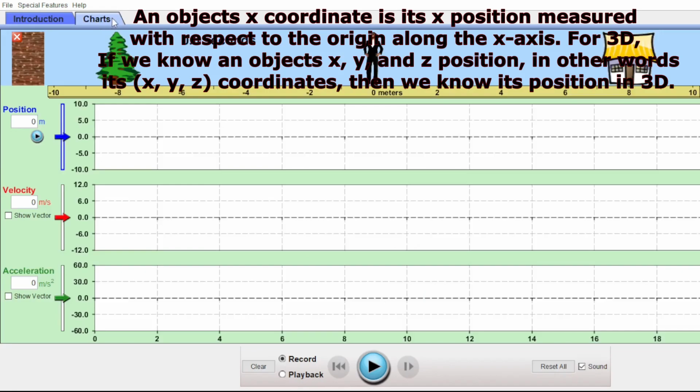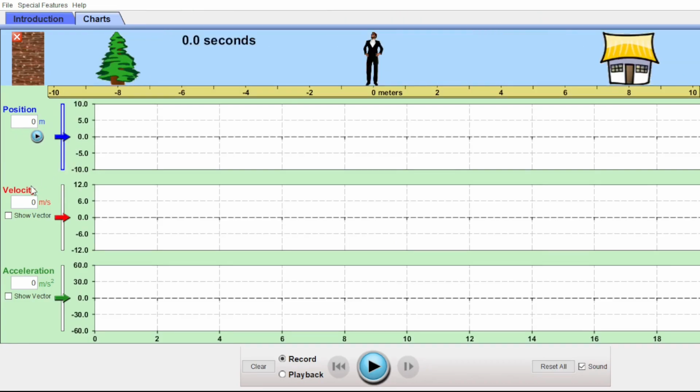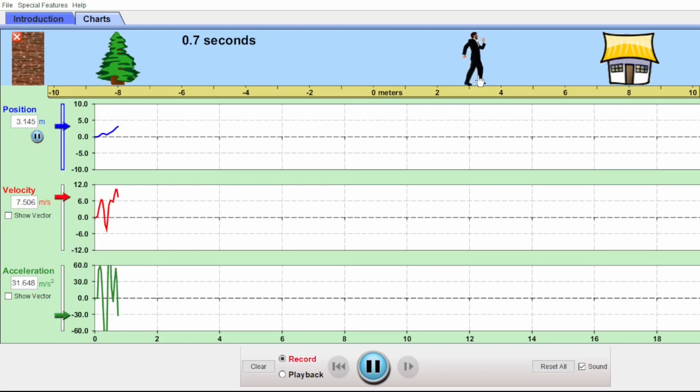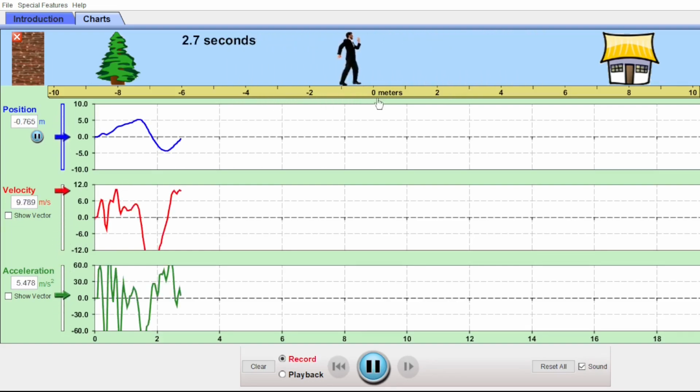So we'll go over here to charts. So we'll start moving him around. When we do, we'll see that there's three quantities that get recorded: the position, velocity, and the acceleration. So I can move him around. He goes hither and thither.